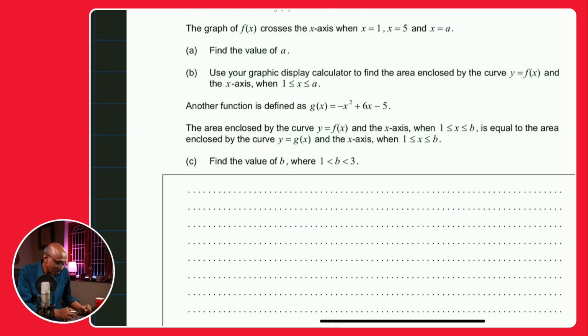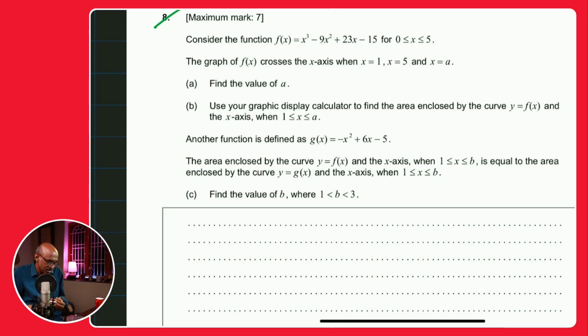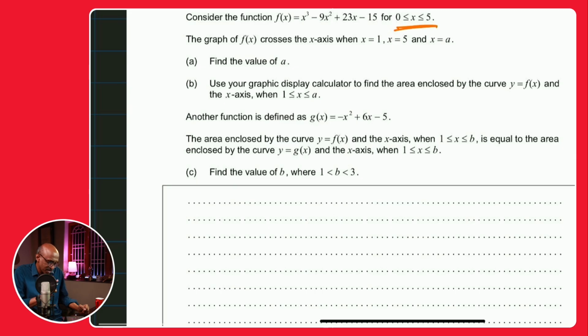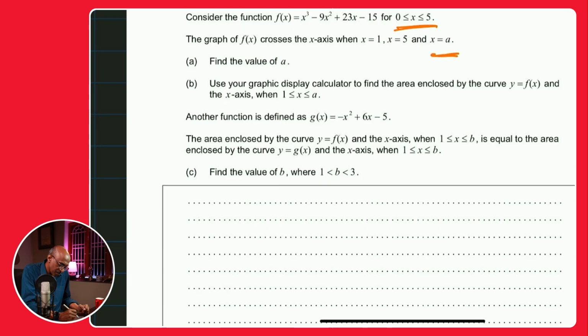So, this is question number 8. We're just going to jump straight into that, all right? This is a question on functions, as you can see. Consider the function f(x) is equal to x cubed minus 9x squared plus 23x minus 15 for x in the domain 0 to 5. The graph of f(x) crosses the x-axis when x equals 1, x equals 5, and x is equal to a. You've got to find that value of a.